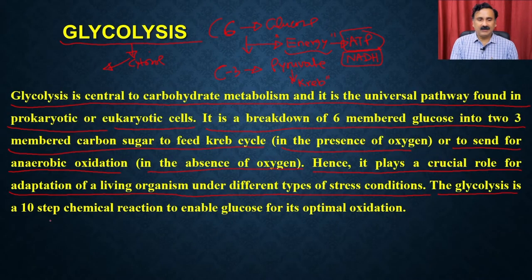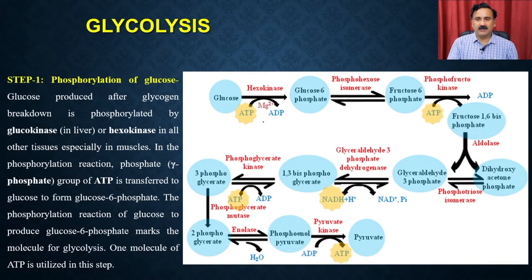Glycolysis is a 10-step chemical reaction to enable the glucose for its optimal oxidation. So let's see what the different steps are. As I said, it is a 10-step reaction. So we are going to have 10 steps, like you see here: step number 1, step 2, step 3, step 4, step 5, 6, 7, 8, and 9, and this is the other step. We are going to discuss each and every step, and also the relevance of these steps and so on.